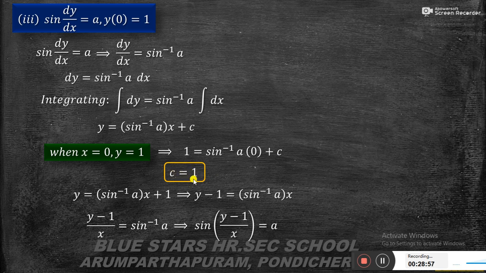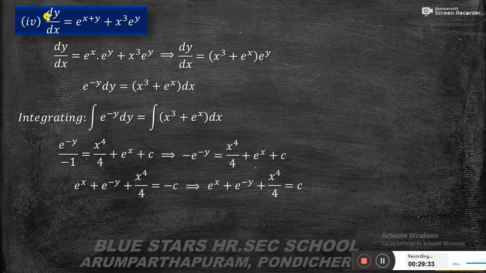So I substitute c = 1 in the equation y = sine inverse a (x + c). Therefore y = sine inverse a times (x + 1). Writing the 1 on the left hand side, y minus 1 equals sine inverse a x. Therefore (y minus 1) by x equals sine inverse a. So sin((y minus 1) by x) = a. This is the solution for the third subdivision.